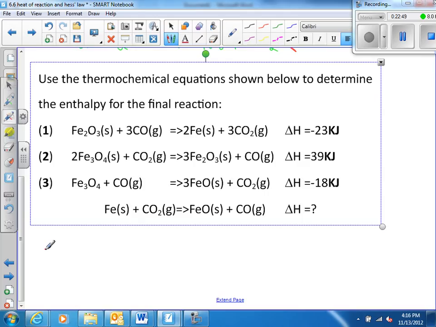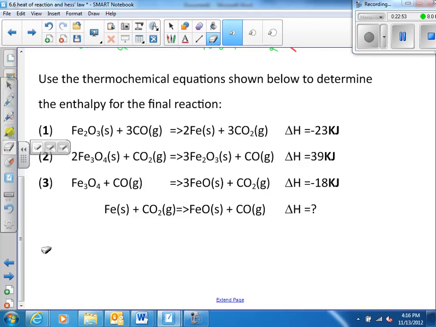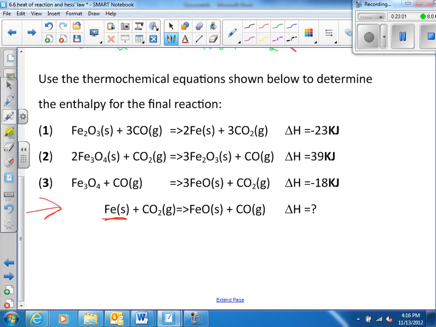So, another problem, same concept. Let's erase that. Okay, and this one is tricky. You'll see why pretty quickly. So we're going to check our iron. We're trying to get delta H for this last reaction down here, given the first 3 reactions.